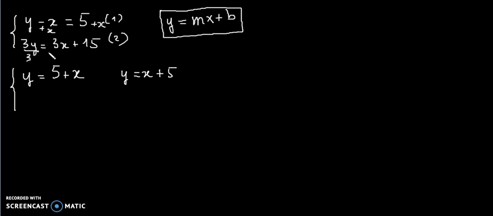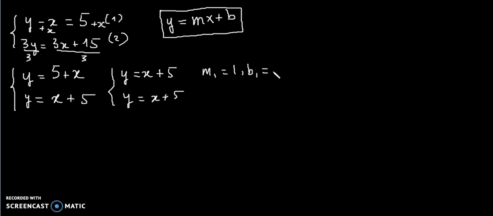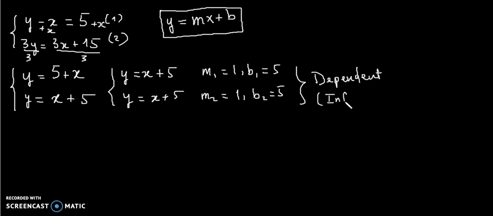And how about this? For this one, again, divide both sides by 3. So in this case, I have y equal to 3x divided by 3 is x, plus 15 divided by 3 is 5. So the second equation is y equal to x plus 5. And this is actually interesting because I have m1 equal to 1, b1 equal to 5. The same thing here, m2 equal to 1, b2 equal to 5. So what happens if I have the same slope and the same y-intercept? I would have a dependent system, or infinitely many solutions.